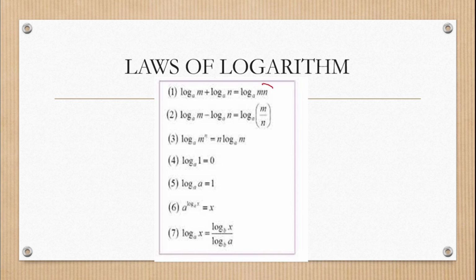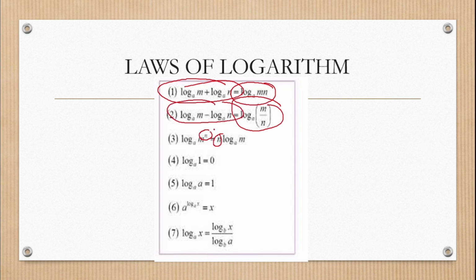When it is multiplication, you add here. And with division, that is minus. And take note, the exponent will be placed here. These are the rules that we're mostly going to use in the problems we will be solving later. So take note of this.